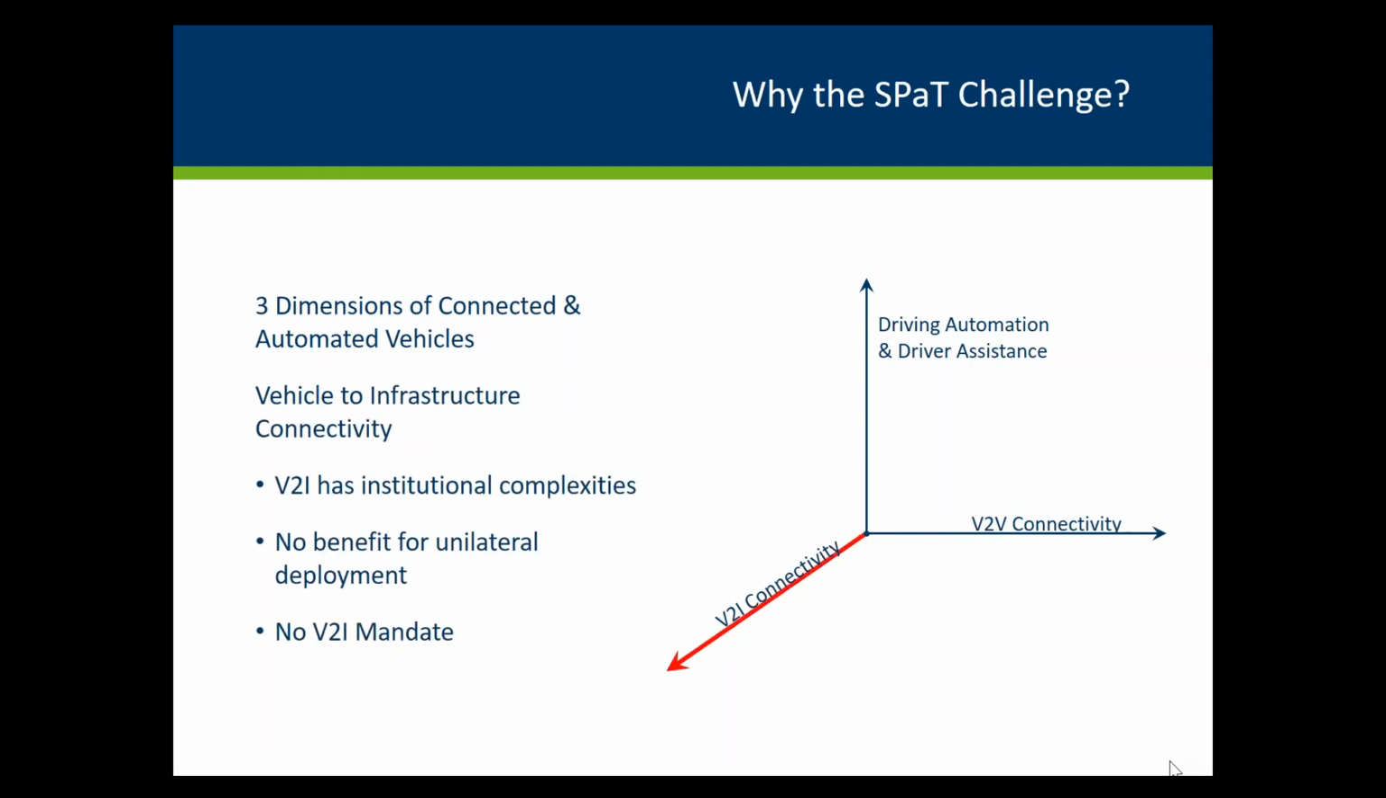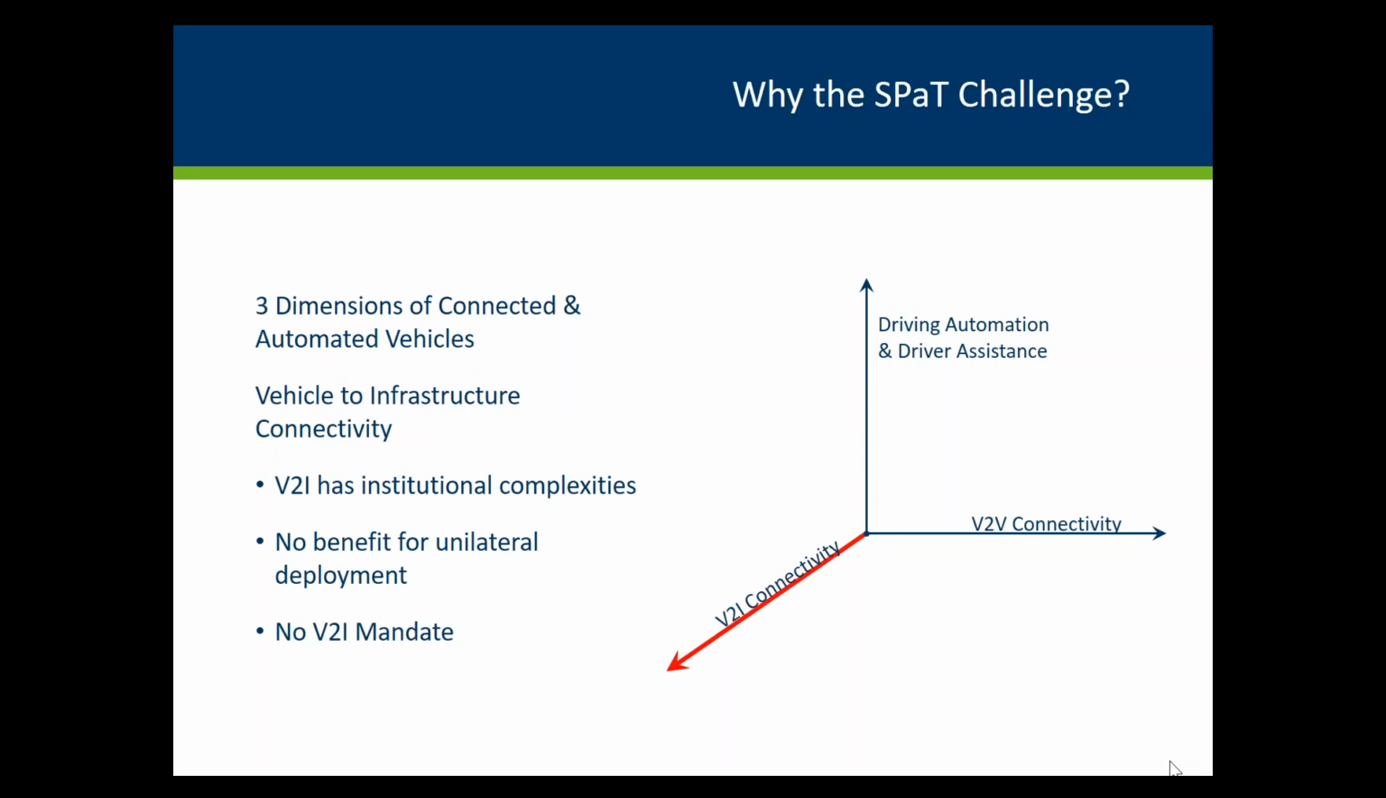But then the third dimension is vehicle-to-infrastructure connectivity, and that's where the cars talk to the roadside, like we're talking about with SPAT, or to some server in a back office somewhere. And this one's a lot harder. So there's some institutional complexities.